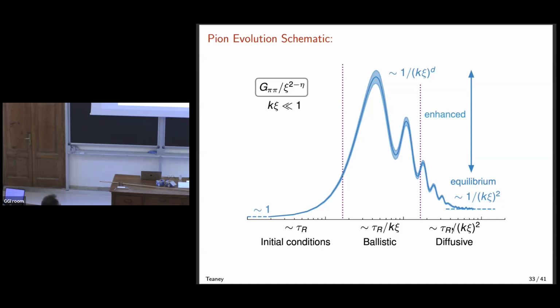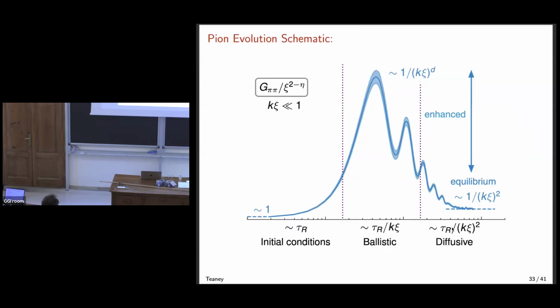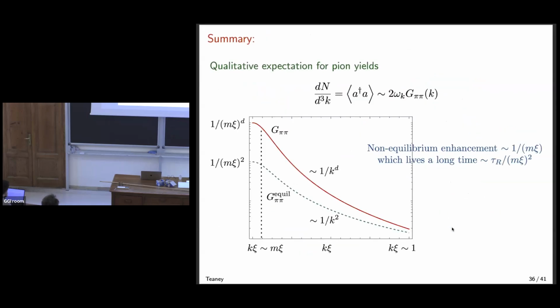The yield, G pi pi, is basically the pion yield, the square of the pion wave function. It's like the power in that field. We can make this more precise. We know how to match this to the Boltzmann equation. Essentially, if you multiply G pi pi by 2 omega, with omega being k for massless particles, 2k times this G is the yield.